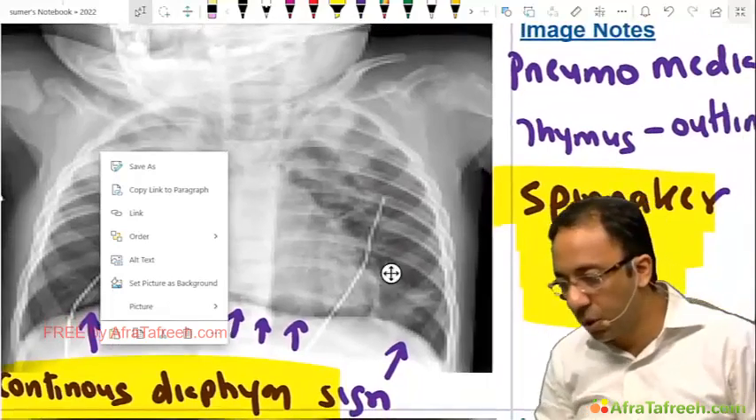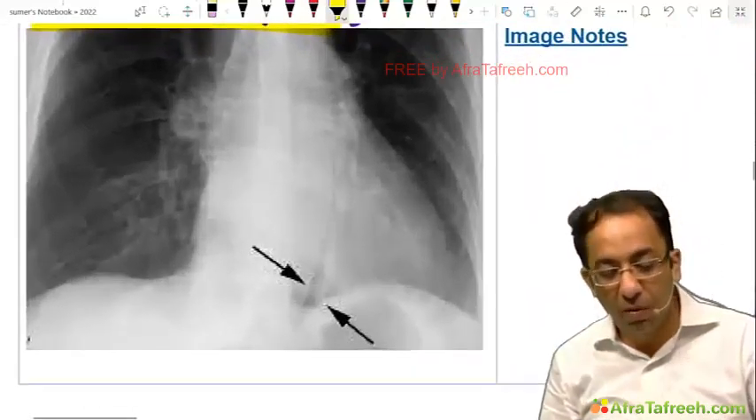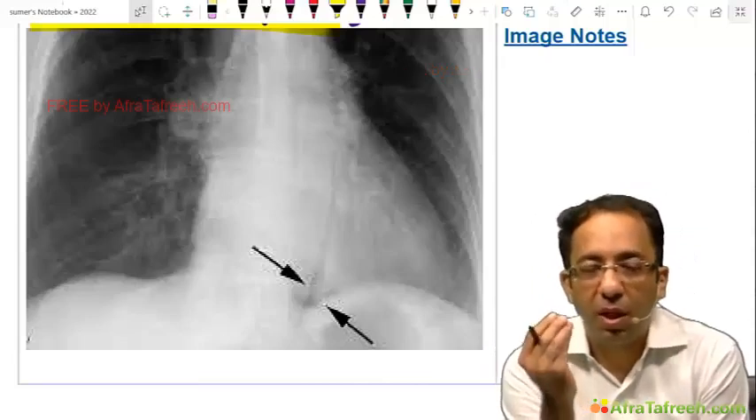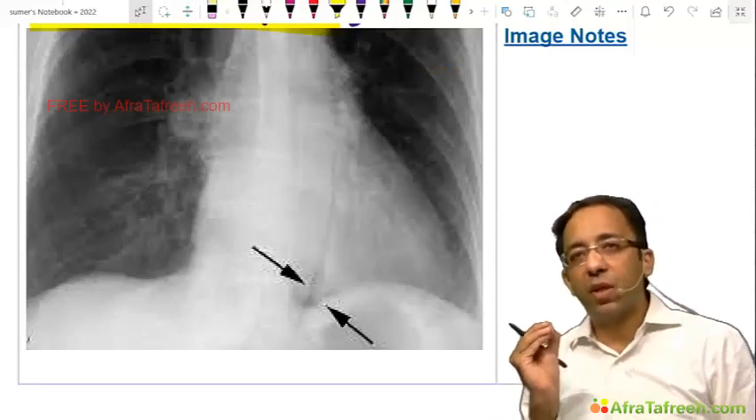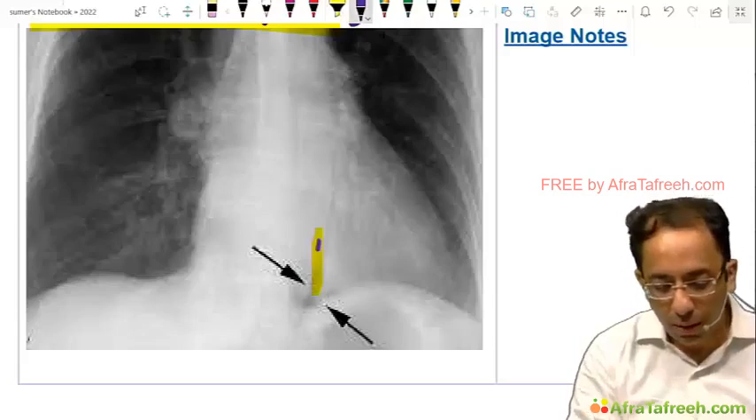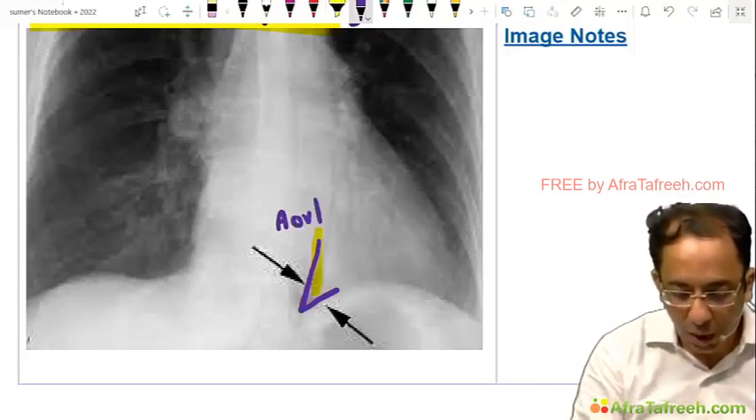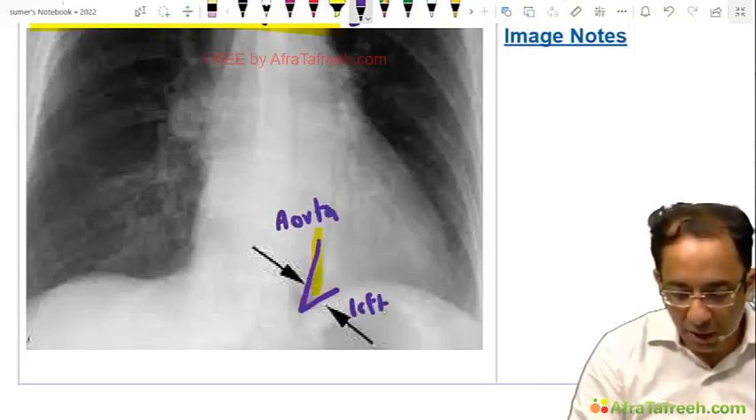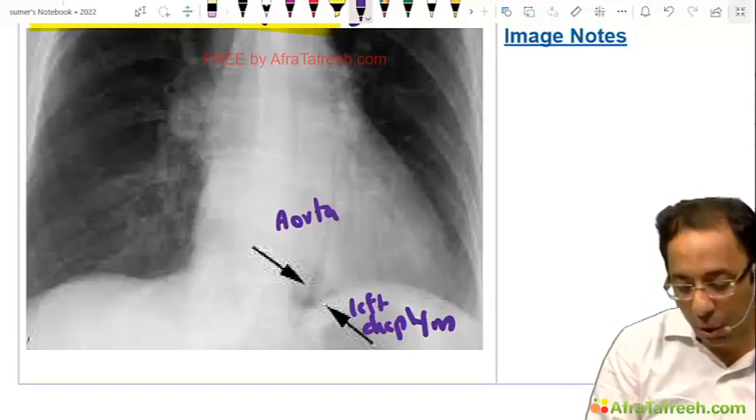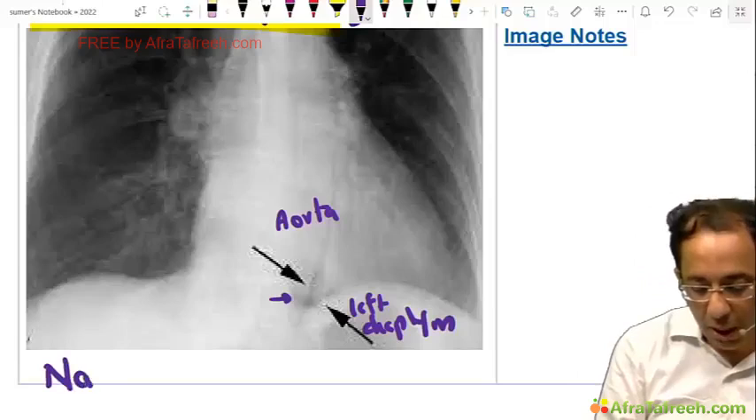Okay, my question to you is this. Any other rare sign of pneumomediastinum that you might have learned in surgery? Now, if there is a very small leak in the esophagus, then the air collects locally between the aorta and the left diaphragm. Sometimes we see air only at an angle between the aorta and the left diaphragm. If there is a very small leak in the esophagus, this is called Naclerio's V sign.